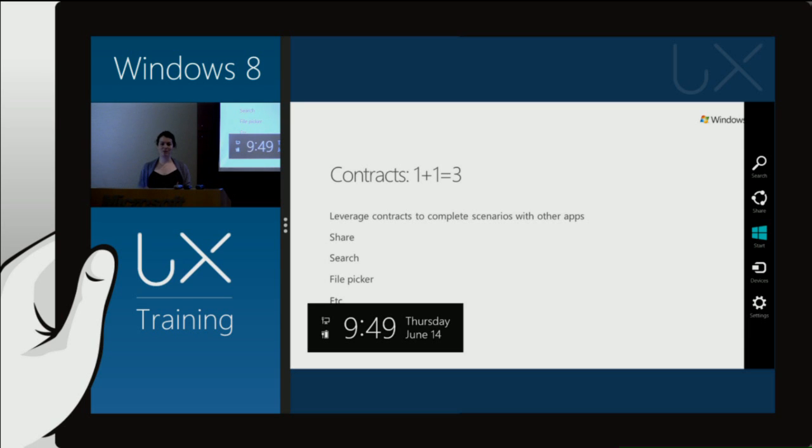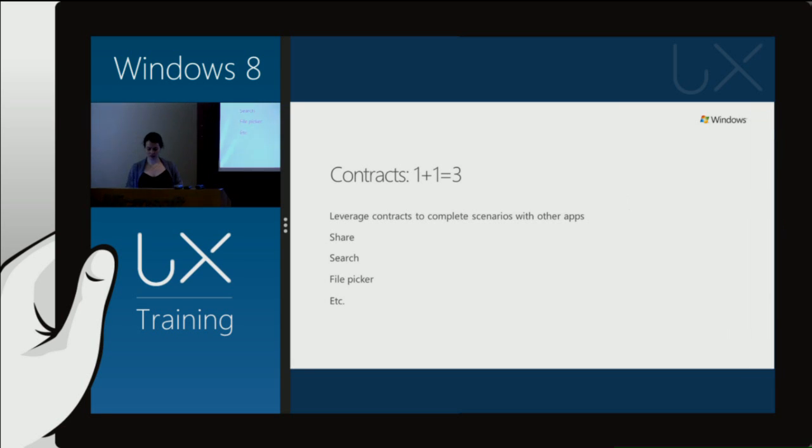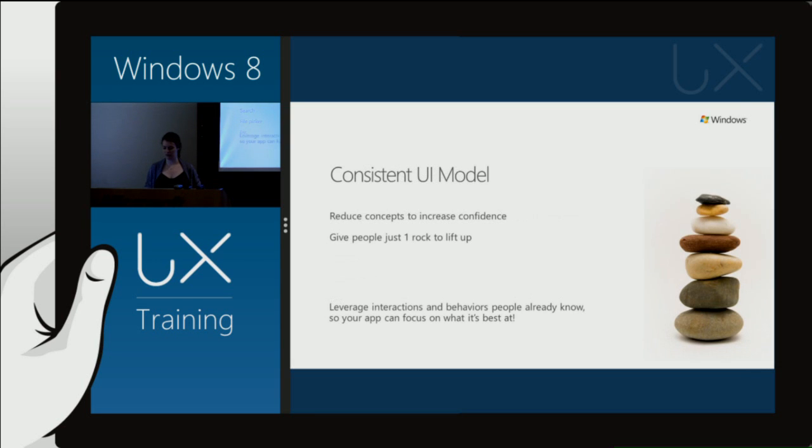Let's say I'm in a video application and I'm watching a video and it's a little bit boring. What I can do straight from that immersive video watching experience is bring out the charms, tap search, and search for a new video. So we basically do the job on your behalf of getting some of that chrome out of the way, but keeping it consistently available. There are some other contracts that you can also plug into, like File Picker, and we'll go into some of those details later this afternoon.